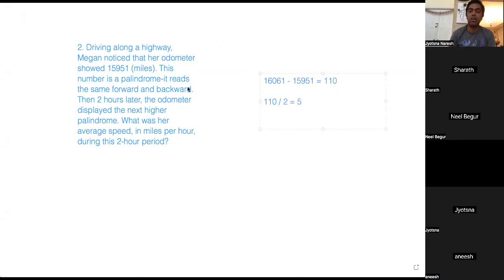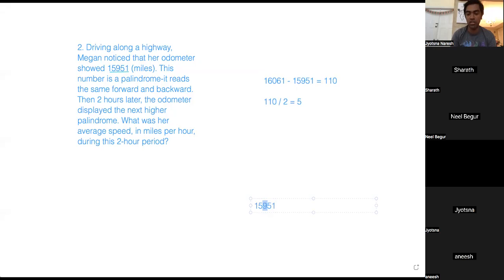Good. So we know that 15951 is a palindrome. For the next palindrome after that, we can double check that there's no palindrome in between. So how do we be sure of that? A palindrome has to have the same digits in reverse order. In this case, the first and last digits are the same, the second and fourth digits are the same, and the third digit can be anything.